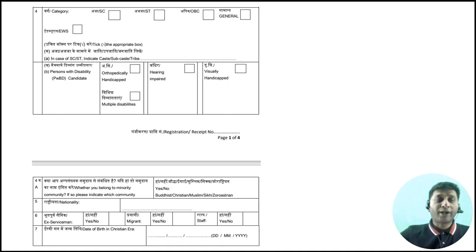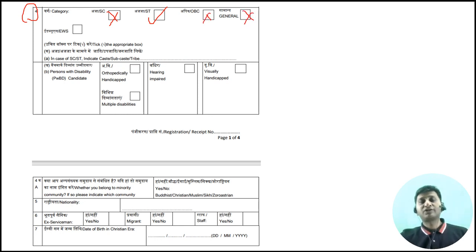Now moving on to point number four, which is pretty simple. You just have to tick your category. So if you are from, say, ST category, just put a tick here. Do not put a cross in the other boxes. That is not required. Just put a tick in the appropriate box. And in case you are SC, ST, please indicate your caste, subcaste or tribe. This is very important. I think you know it better than anybody else.